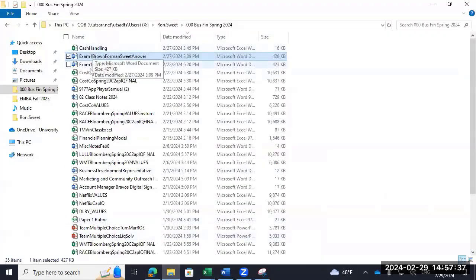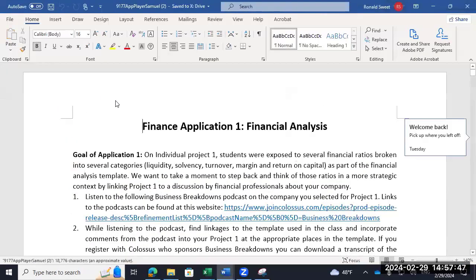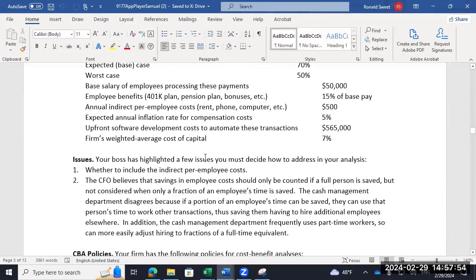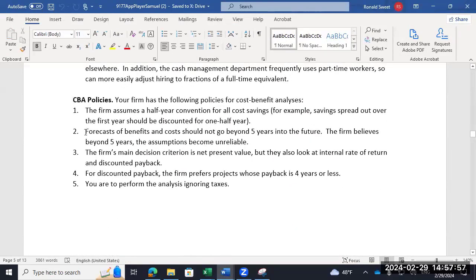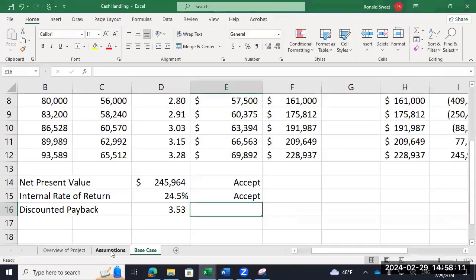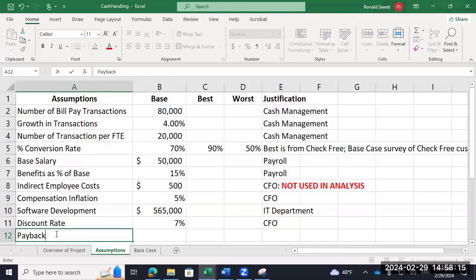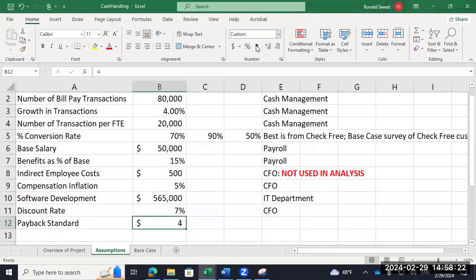Now, accept, reject, we got to go back and look at the question again. And I got to find, so what is their standard? So we look at their CBA policies. Let's see, here's the payback. They want to pay back in 4 years or less. Okay, so I'm going to actually put that into the assumptions page. Payback standard is 4 years, not $4, but 4 years. And that comes from the CFO, I guess.